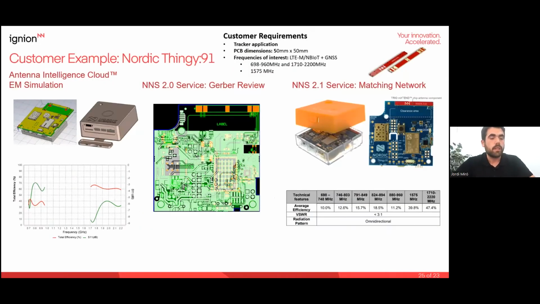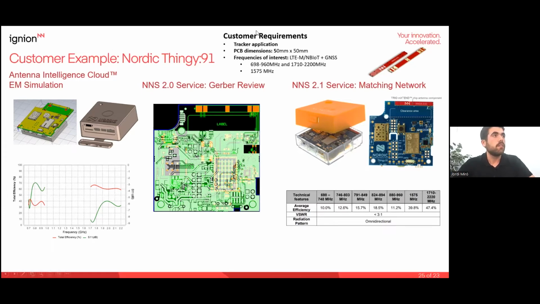So this is an example and a customer success story following the design recommendations and the design journey that I explained before, from the electromagnetic simulations and the Antenna Intelligence Cloud tool with simulated results, antenna performance. And then we go to the Gerber review stage. We evaluate the Gerber. We check all of the design recommendations and all of the design constraints. And then with the final device, we evaluate the performance with everything, with the casings, with the batteries.